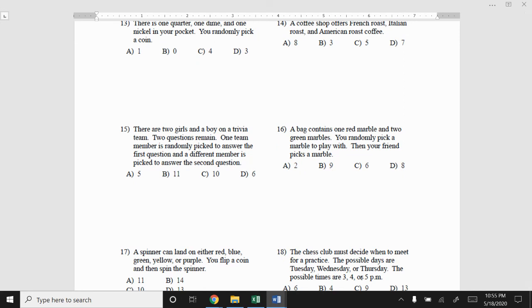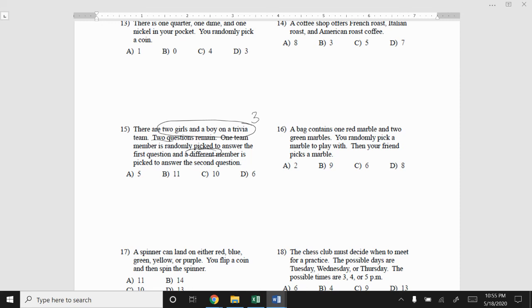So here there are 2 girls and a boy on a trivia team. So I'm just going to circle that. We have 3 total. 2 questions remain. That's 2 events. 1 team member is randomly picked to answer the first question, and a different member is picked to answer the second question.